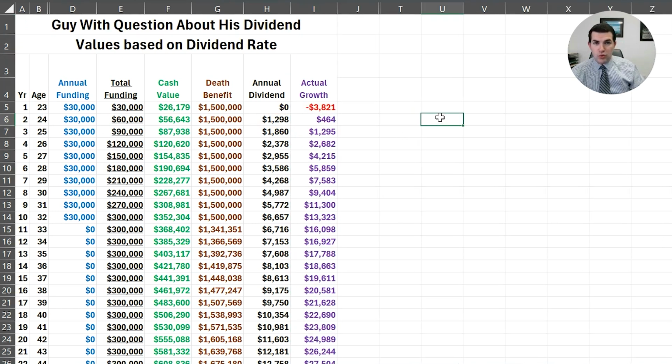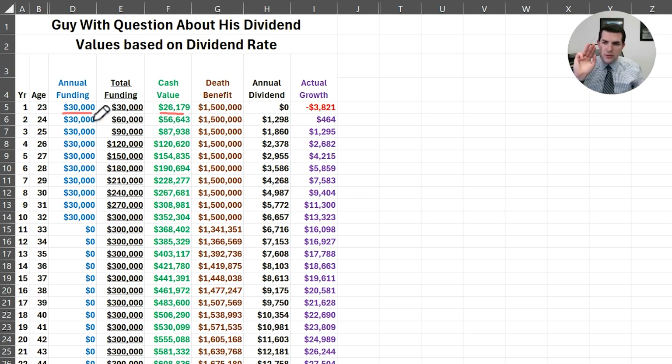Here's your actual growth. Year 1, you pay in 30. Year 1, you have 26. I don't care if the dividend rate is 10,000%. I have a loss this year of $3,800 and change. Yes, I get life insurance, but if I am someone who is focused on the cash value, I'm going to look at this and say, I lost money in the first year.